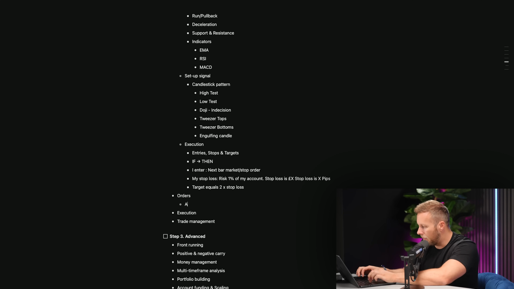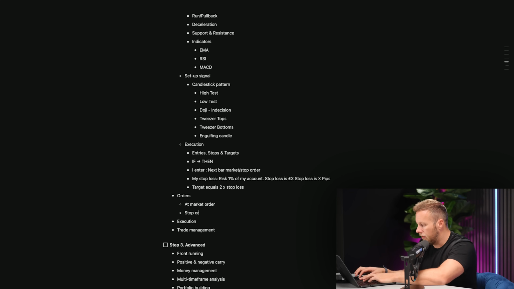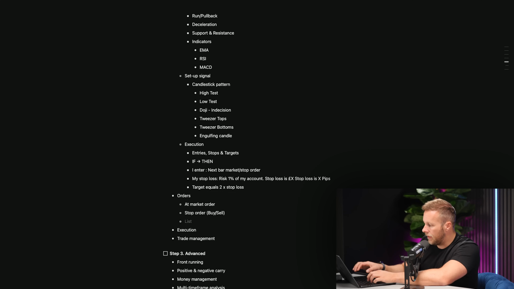So for the orders, you go into your trading platform and you'll set an at-market order, or you'll set a stop order, buy or sell, and then you'll set your stop loss order, which will also be a stop order.